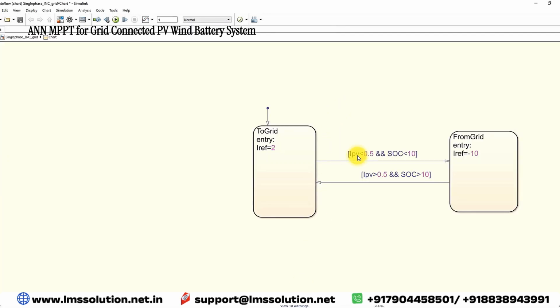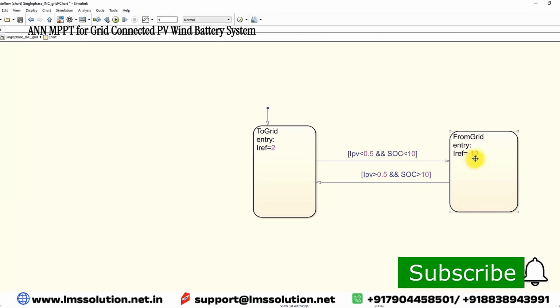We are going to compare the IPV with 0.5 and the SOC with 10%. For example, if IPV is less than 0.5 and SOC is less than 10%, there is no power in the PV panel and no charge in the battery. Then we are going to get power from the grid with a peak amplitude of minus 10 amps.